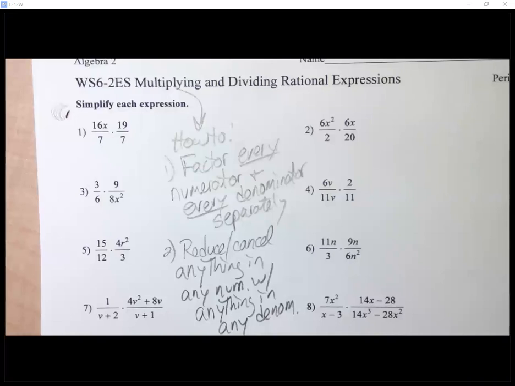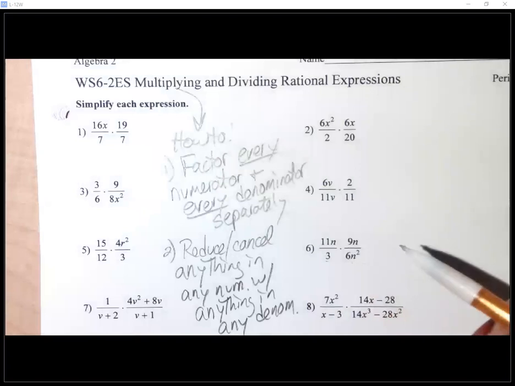So let's start off with a nice, easy one. Someone pick a number between 1 and 12. 6. Okay, 6 is good. So step 1 is to factor everything. These don't have any factoring to do. So step 1 is done for me in this case.